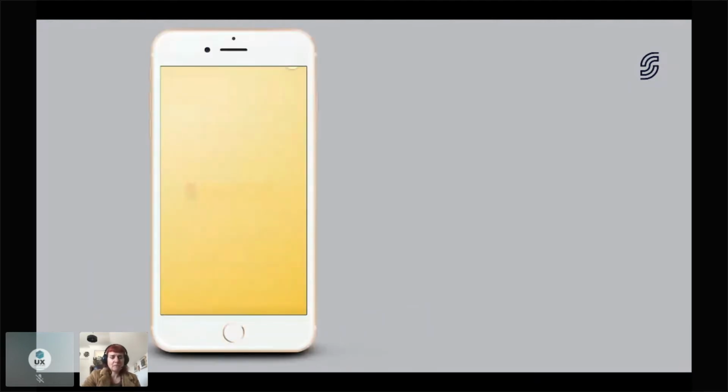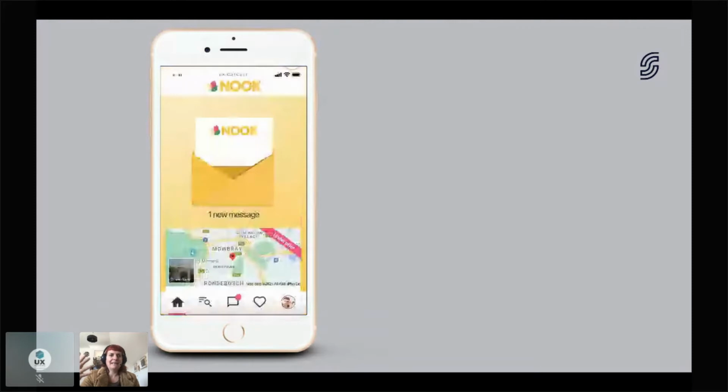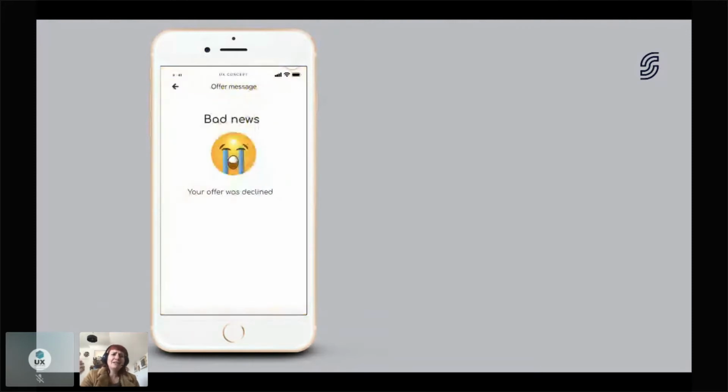So I did an example, and I hope my video plays with me. Imagine there's a website, there's this app, and this app is called Nook, and the app's job is to help you buy and sell houses. I'm busy buying a house, and I put in an offer on the house. Imagine I'm like, whoa, yes! Oh no, bad news! Your offer was declined.